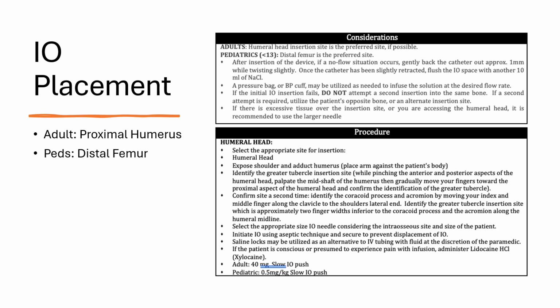IO placement, this is going to be new. Our primary point for adults is still proximal humerus. For little kids, it's going to be distal femur. So I'm going to let you guys, this is not a hard procedure, and you need to tell me if we need specific training or not. Go to the next slide.